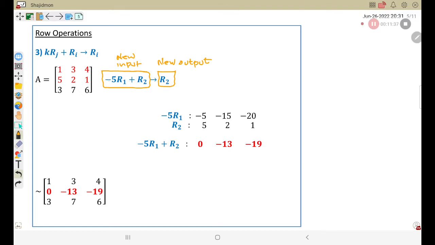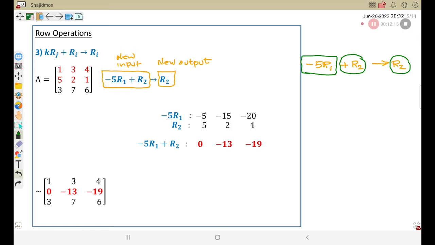Minus 5 times R1 plus R2. That means multiply the first row with minus 5, all the numbers with minus 5, and add it with the second row. When I write the operation, be careful: minus 5 R1 plus R2 gives R2. It is an easier way I am telling. So here R2, correct? Here also plus R2 is default. These two are the same. Here only we are changing: minus 5 times R1 plus R2 gives R2.